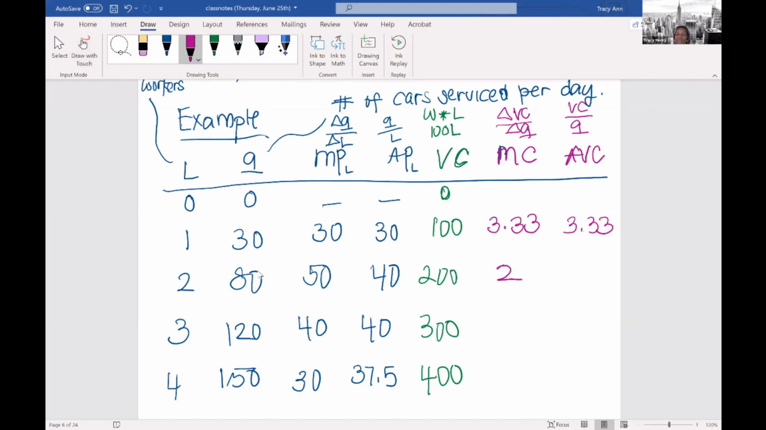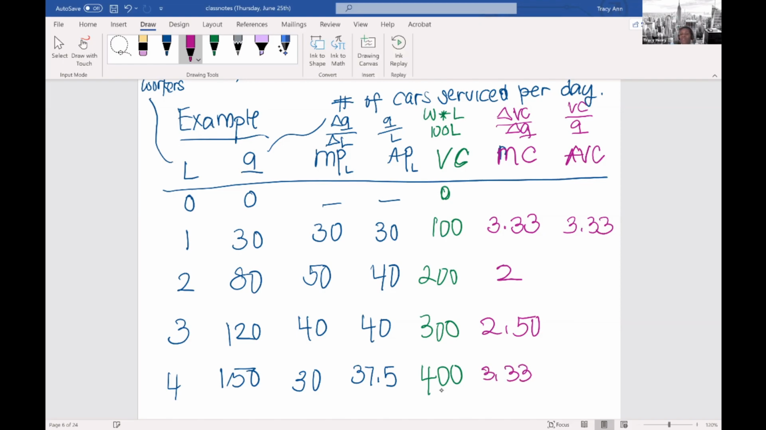Similarly, when I hire guy number 3, my marginal cost is going to be 300 minus 200, which is 100, divided by my change in output, 120 minus 80, which is 40. So here it's going to be $2.50. And finally, when I hire guy number 4, my marginal cost is going to be 100 divided by 30, which is $3.33.